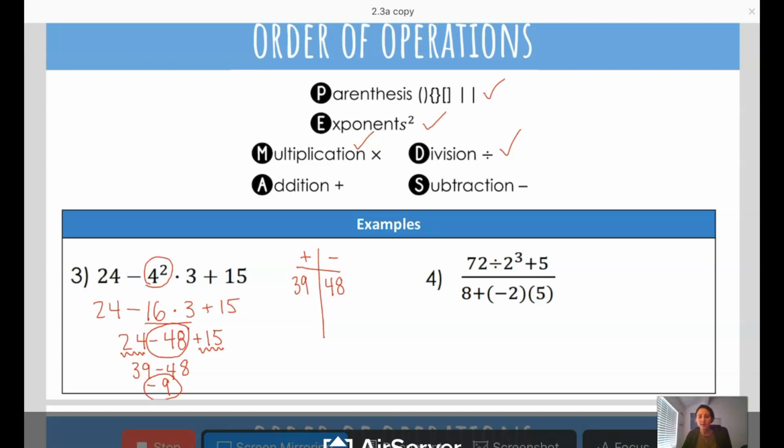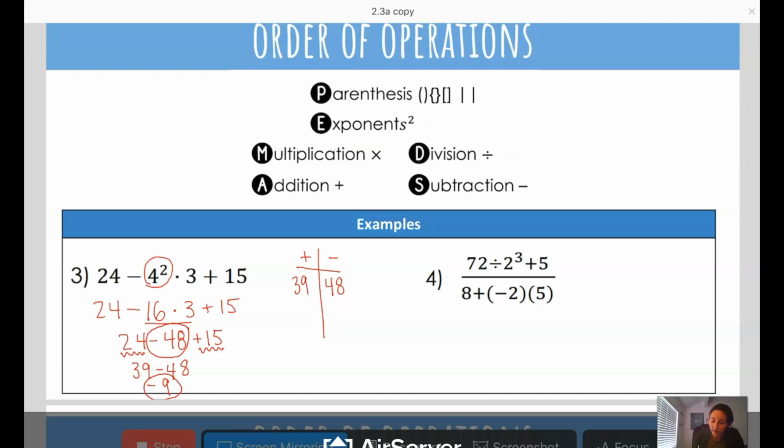All right, last example we're going to do together. Number 4 says 72 divided by 2 cubed plus 5, all over 8 plus negative 2 times 5. Now it's important to know that this fraction bar represents division. It's also important to note that when we have things in a fraction like this, the top needs to be simplified, and so does the bottom before you divide. So you're going to simplify the top, you're going to simplify the bottom, and then you'll divide at the end. So let's take a look at what I mean.